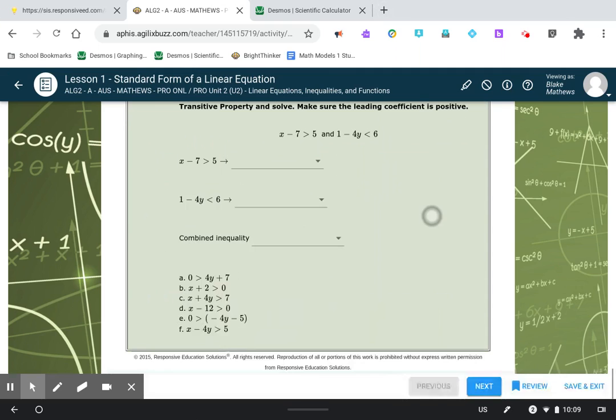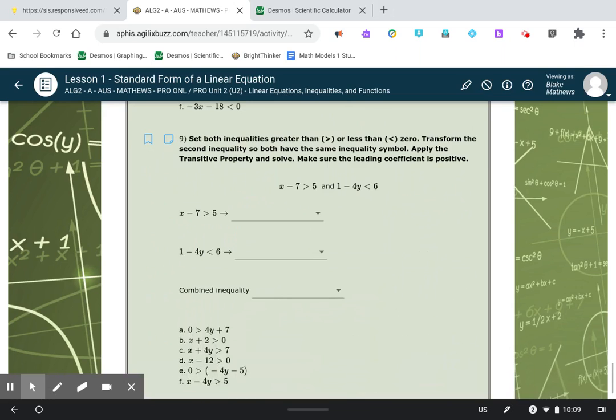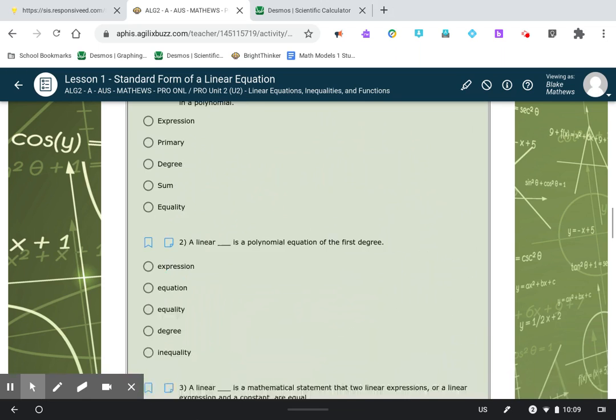That's what you're doing down here for numbers 8 and 9. Same thing: set it to 0, then combine them and solve for standard form. And that's it for lesson 1.